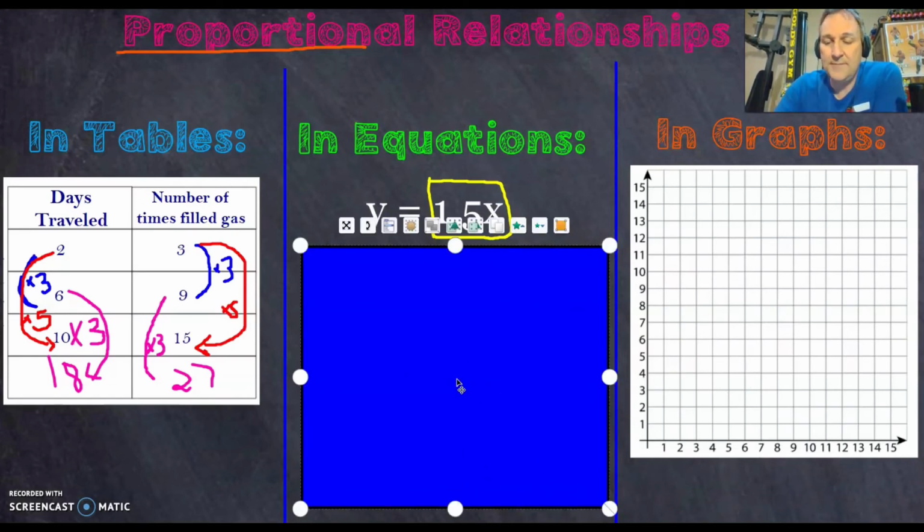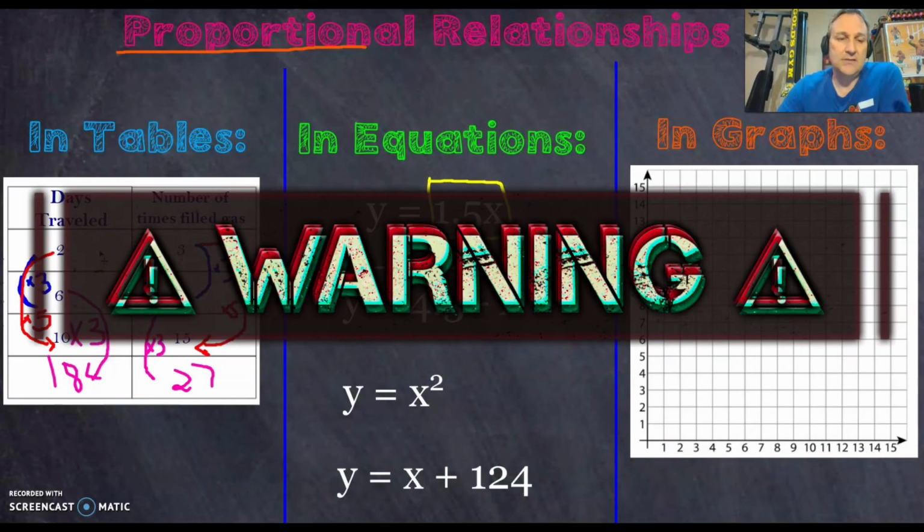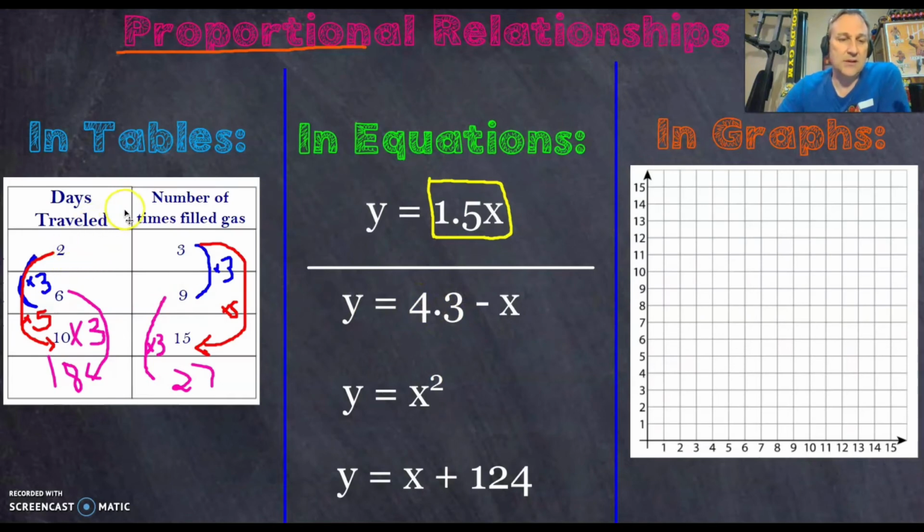Okay, take this away. Here we have y equals 4.3 minus x. Okay, not a proportional relationship. And here's why. If you were to take these numbers, let's say these are the x numbers right here, and these numbers are the y numbers.